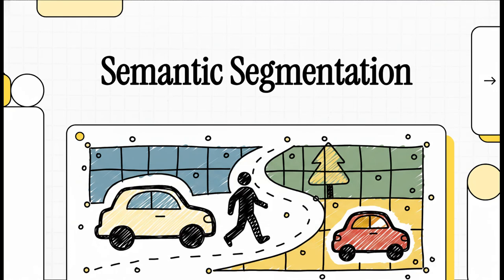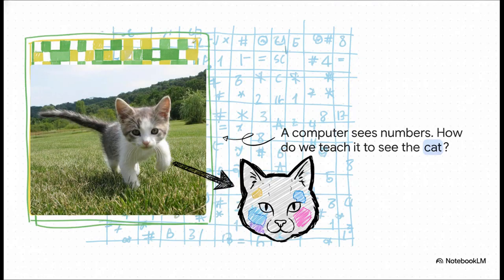Have you ever stopped to wonder how a self-driving car tells the difference between the road and a pedestrian? I mean, not just knowing that they're there, but knowing exactly where the edges of the person end and the sidewalk begins? Well, today, we're going to dive into exactly that, how we teach computers to see our world in incredible pixel-level detail.